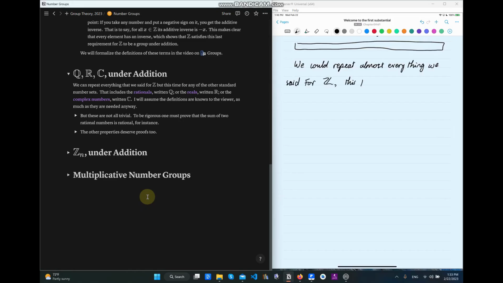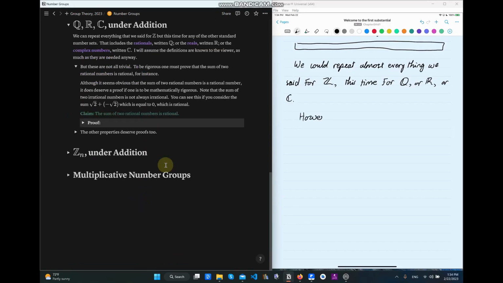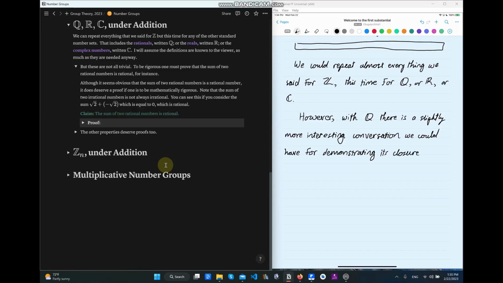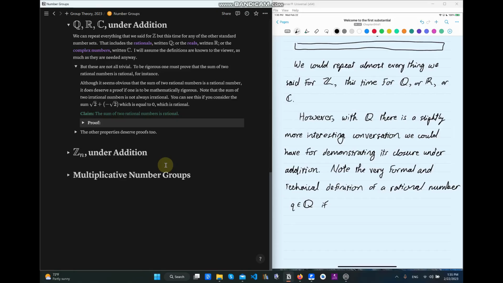We could repeat everything we just said for the integers, this time for the rationals or the reals or the complex numbers. However, with the rationals, there is a slightly more interesting conversation we could have for demonstrating its closure under addition. Note the very formal and technical definition of a rational number. q is a rational if and only if there exist integers r and s such that s is not 0 and q is r over s.